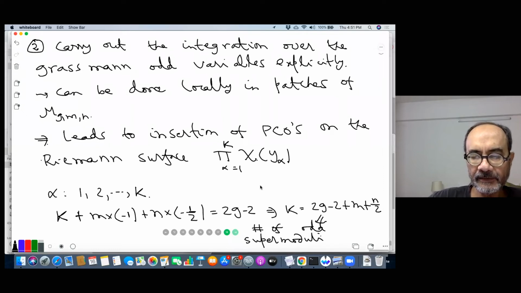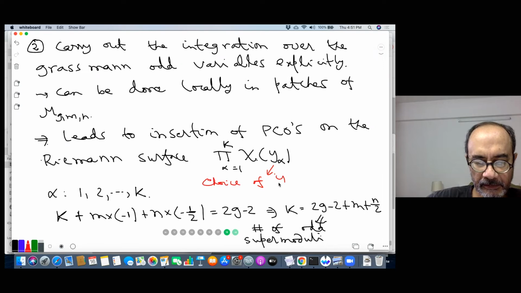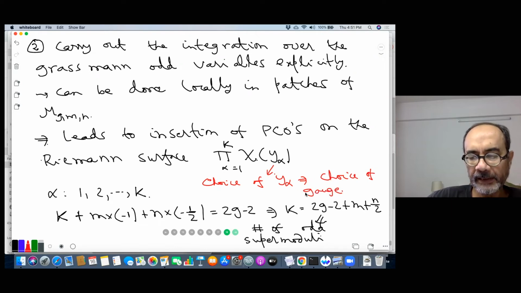Is this clear? Okay. Now I have not told you what these y alphas are, right? These are some points on the Riemann surface. So it turns out that the choice of y alpha corresponds to choice of some gauge. And this gauge choice breaks down. That's why we'll probably see in the next lecture that we have to keep changing the positions of y alphas. We cannot just take the same y alphas everywhere on the Riemann surface.